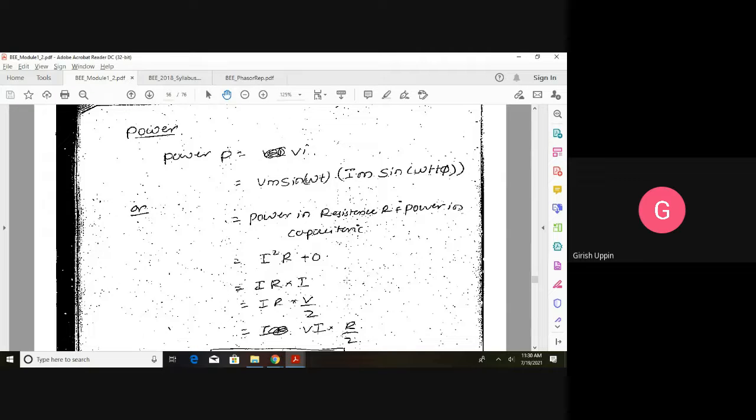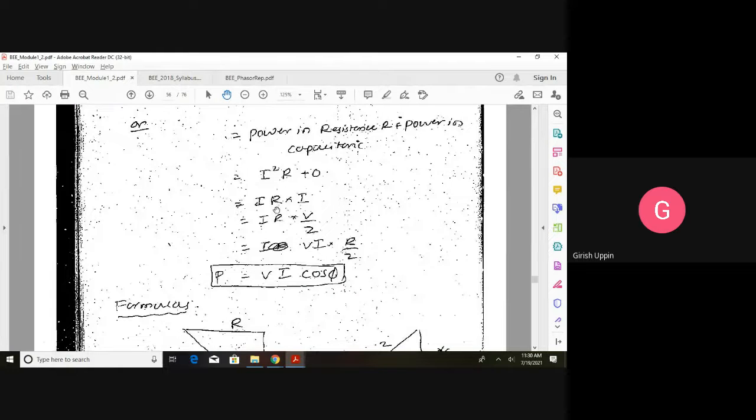So this is 0. I square R, I am going to rewrite as IR into I, and this current I am going to write in terms of the impedance, V by Z. Why V by Z? V is equal to I into Z, so I is equal to V by Z. Now I rearrange this equation: V into I, R by Z. And what is R by Z? From the voltage triangle or the impedance triangle, R by Z is nothing but the cos of the angle between voltage and I. So this is nothing but cos phi, the power factor. Therefore, P is equal to VI cos phi.